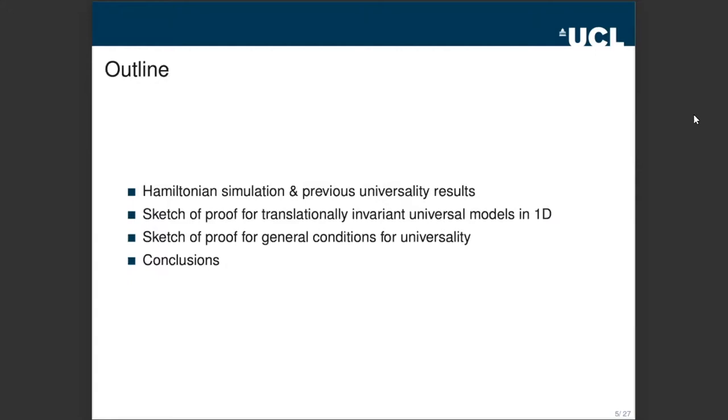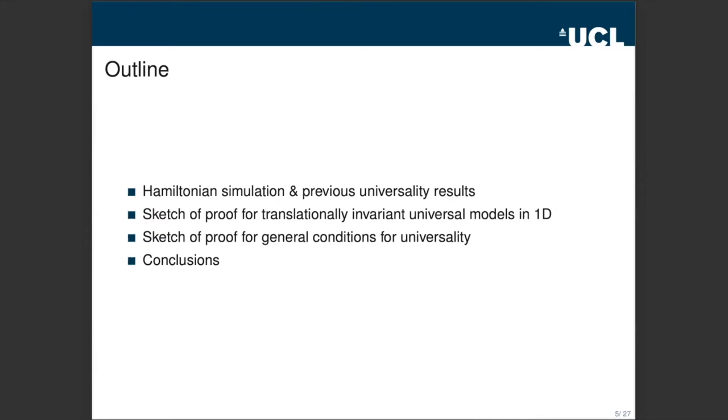In the rest of the talk, I'm going to start by giving a brief overview of Hamiltonian simulation and previous universality results. I'm then going to give a sketch of the proof for our two new universal models, which are both translation invariant universal models in one dimension. And hopefully giving some concrete examples of how our new proof technique works will help give some insight for the general conditions, which I'll talk about the proof for next.